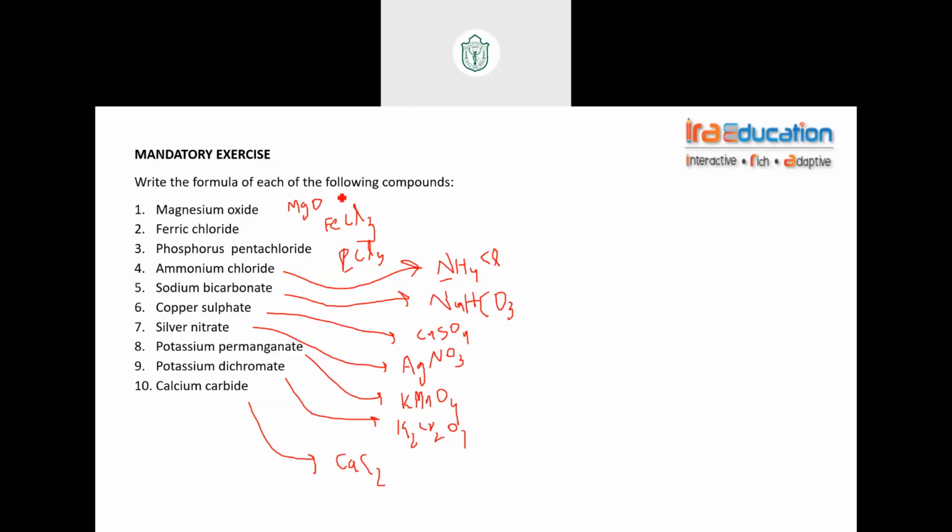First of all, let's start with magnesium oxide. Magnesium, what is the oxidation number? +2. Ferric chloride, iron, what is the oxidation number? +3, sir. Aishwarya, what is your doubt?